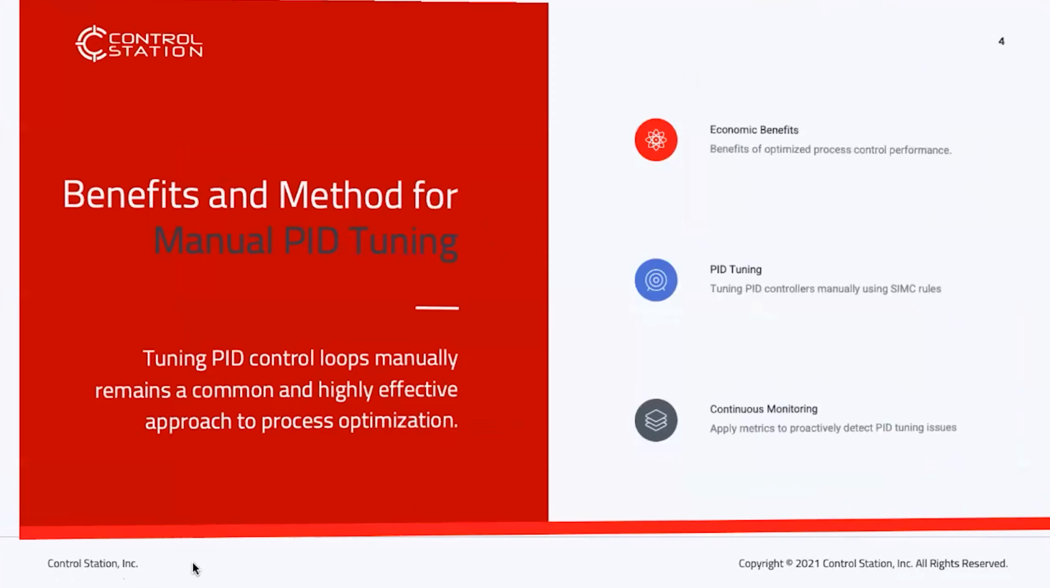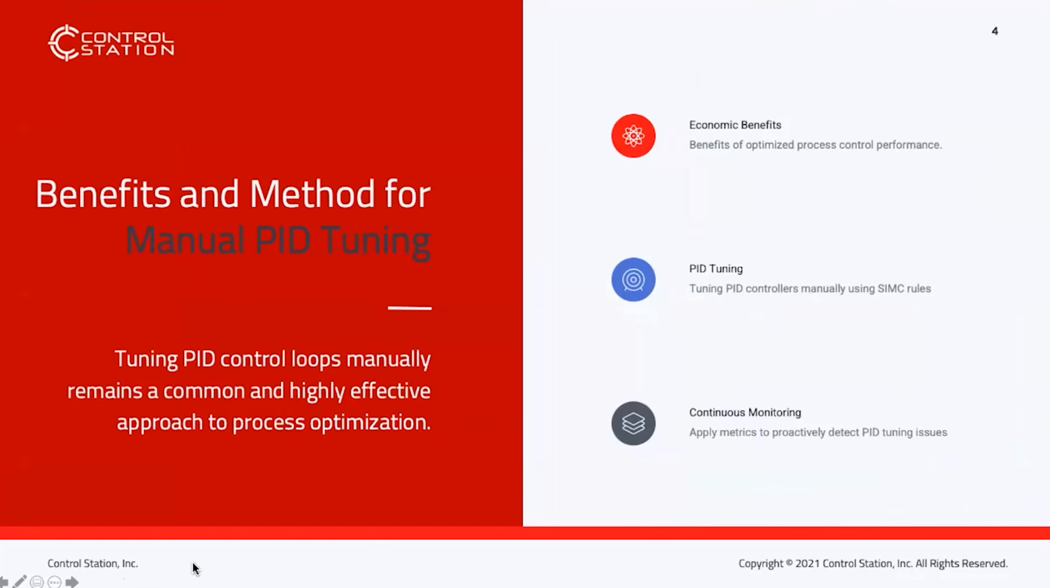Thank you. So I will start by talking about the benefits of good process control. Later on, I'll move on to talk about how to manually tune a PID controller, and this is because it is so common to find poorly tuned PID controllers in the industry. After that, I'll talk about how monitoring the process performance can help you achieve an optimized process control system.